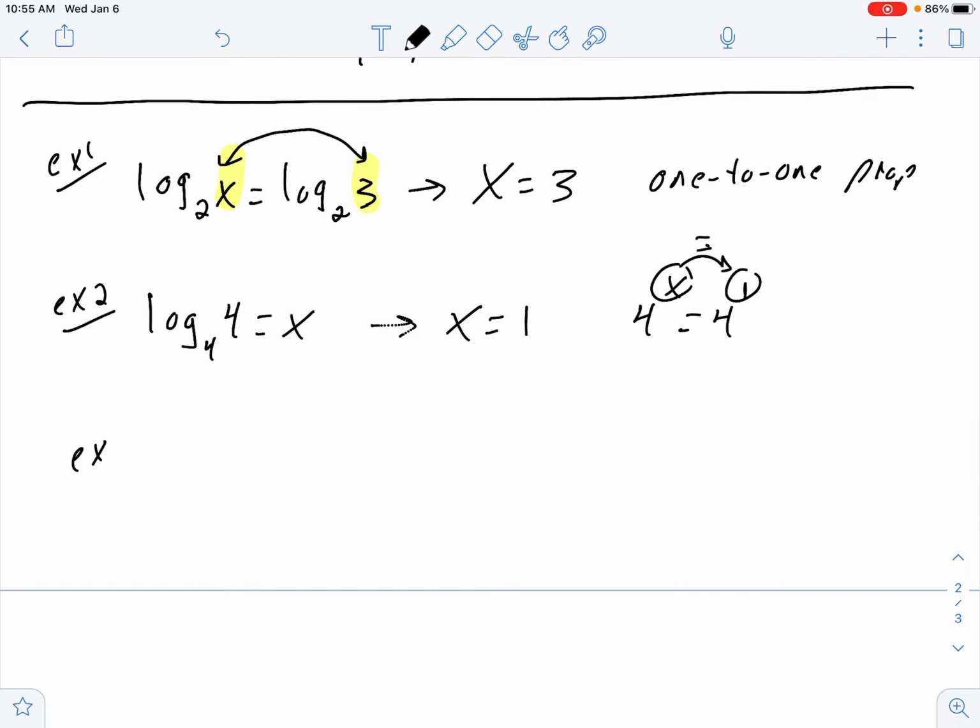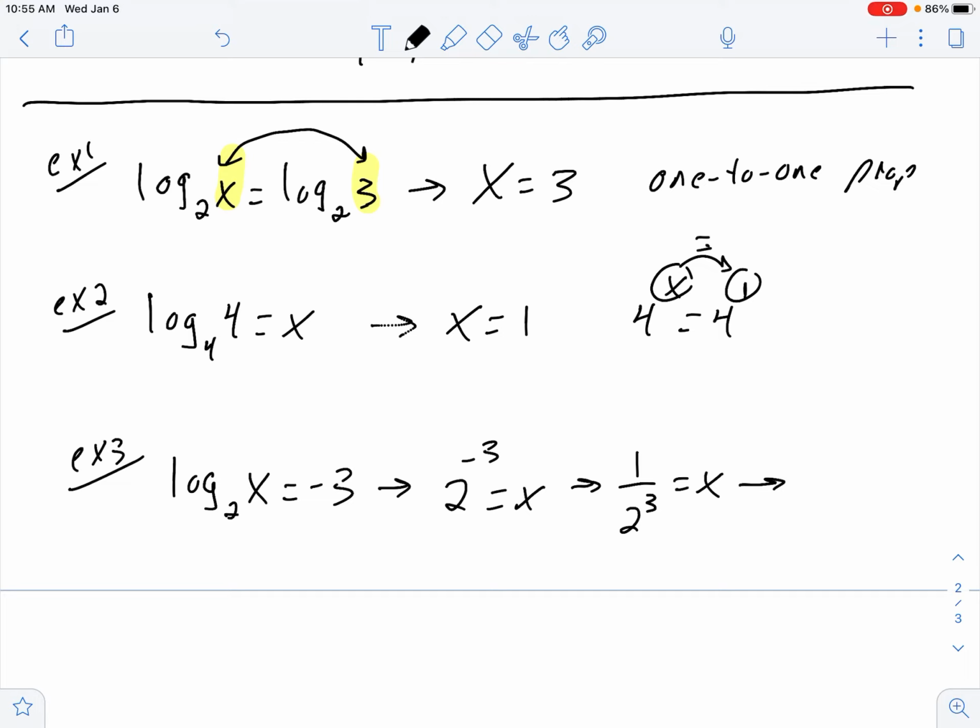All right, how about this one? Let's say we have log base 2 of x is equal to -3. Well, that means that 2 to the -3 is equal to x if we write that in exponential form, which of course we know that 2 to the -3 means 1 over 2 to the 3rd. And then we can simplify 1 over 2 to the 3rd. That's equal to 1/8. So x is equal to 1/8.